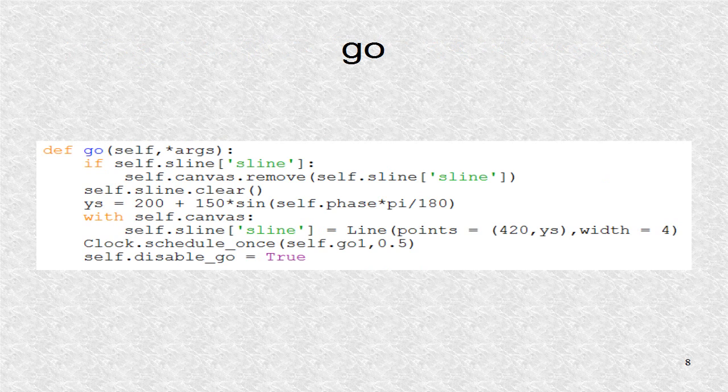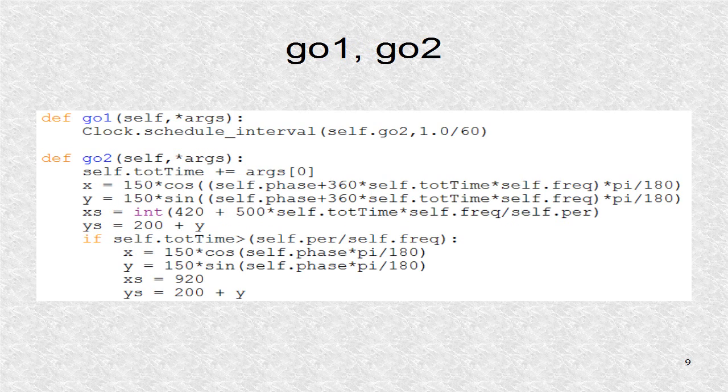When the go button is pressed, this function is called from the Kivy file. It will remove any previous graph should it exist. Then the drawing dictionary is cleared. The initial point is drawn, then the clock is scheduled to go to a function go1 0.5 seconds later. At this point we disable the buttons, so they cannot be pressed during graphing. The only function of go1 is to call go2 at a rate of 60 Hz.